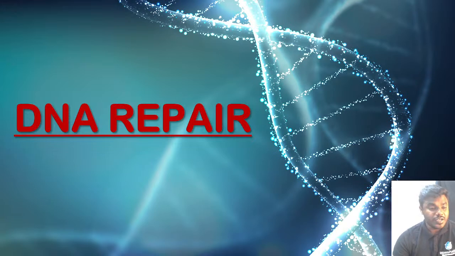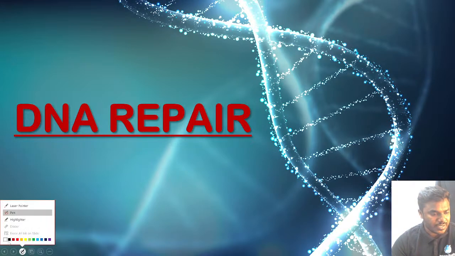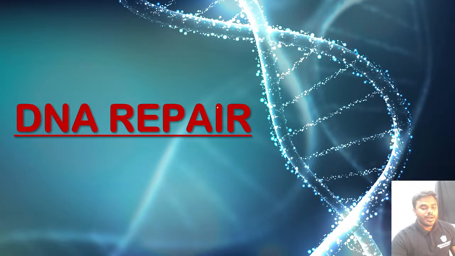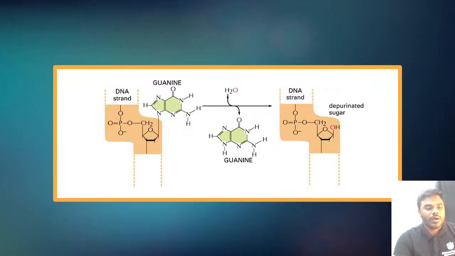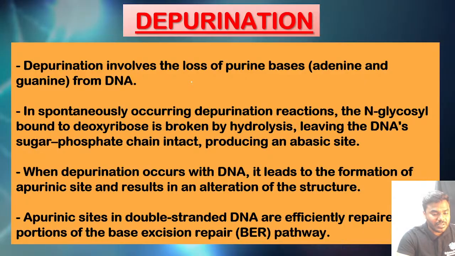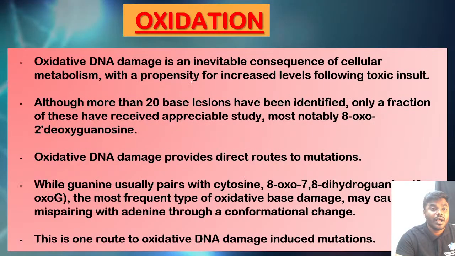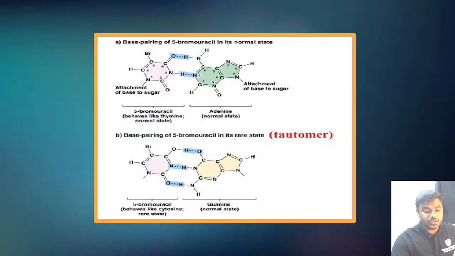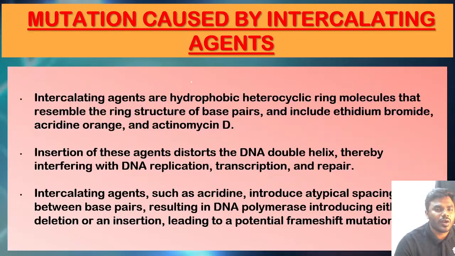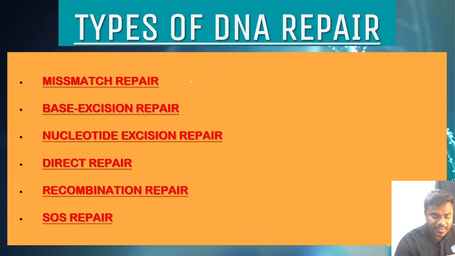So I'll finish this particular concept very quickly, friends. Let's continue. DNA repair mechanism. If all of you quickly recall, in the last class when we started the DNA repair mechanism, we understood the different kinds of damages like depurination, deamination, oxidation, alkylation, dimer formation, and mutation caused by the base analogs. Later, friends, we also studied the intercalating agents, right?